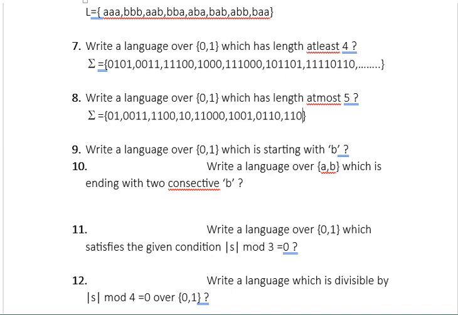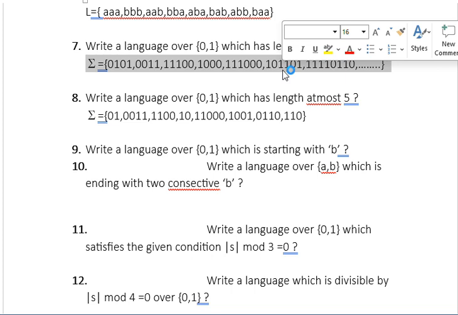More than 4 means we can form as many strings as we want. But here, at most 5 means up to 2 power 5, so we can stop at a particular point. So this is a finite language, but the earlier one is an infinite language. Okay, I think you got the clarity between both.